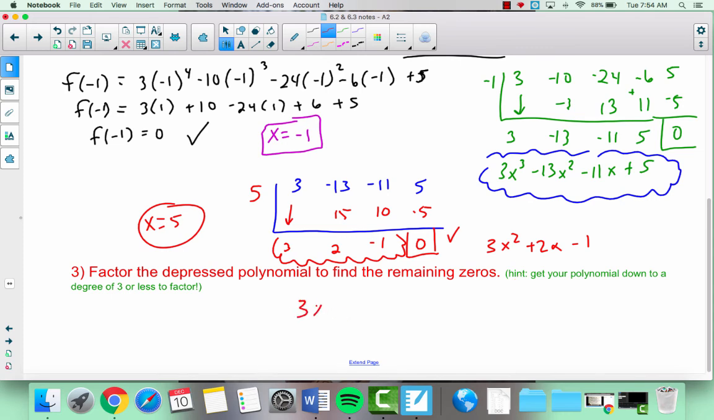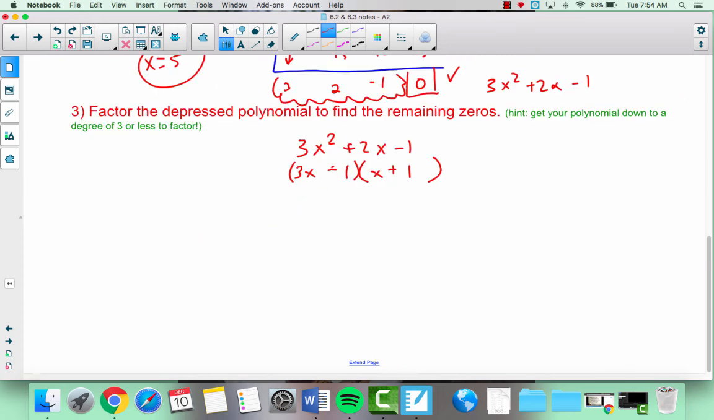So if I want to try to factor 3x squared plus 2x minus 1, I could use quadratic formula if I wasn't sure how to factor it, or this one does happen to factor into 3x and x, and then 1 and 1, and I make my signs positive and negative. So now I can go ahead and, because I know that it's completely factored correctly, I can set each of these equal to 0. And that will find me the other solutions, x equals 1/3, and again x equals -1.